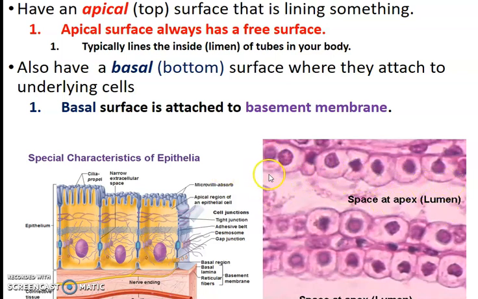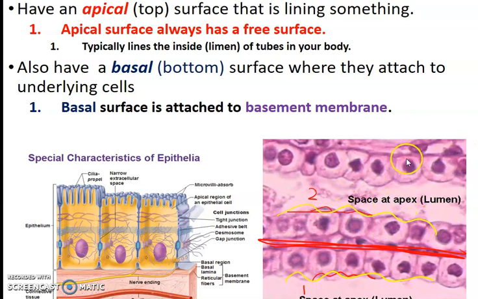Here's the tube, and this is a kidney tube. And the space is actually called the lumen. You'll hear me say lumen all the time. Now, the other side is the base. So this right here would be the base. And here we have tube 1, tube 2. So we have 2 apexes. Here's one apex. Here's another apex. So there's polarity. You have a top and a bottom.